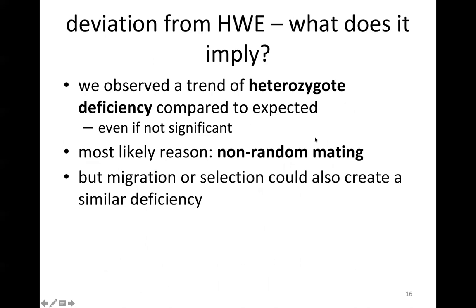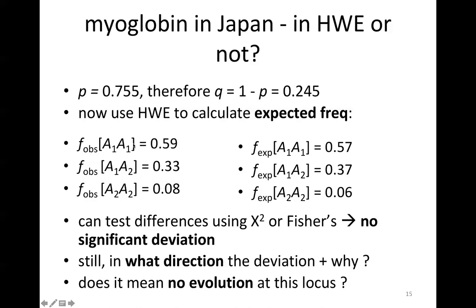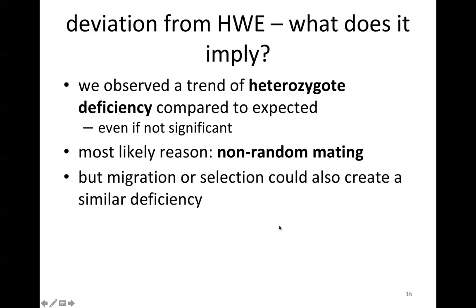Substructure in the population, so individuals of one type tend to be living, let's say, in one region of Japan, individuals of the other type in another region of Japan. This kind of situation will increase the frequency of homozygotes compared to the Hardy-Weinberg expectation. Of course, you could also have some degree of migration into the region which is being studied. Selection could also have a contribution, but is less likely. The most simple, straightforward explanation would be non-random mating.